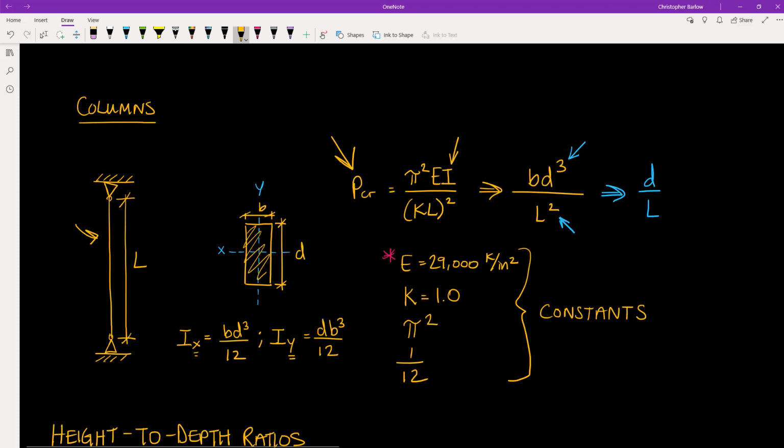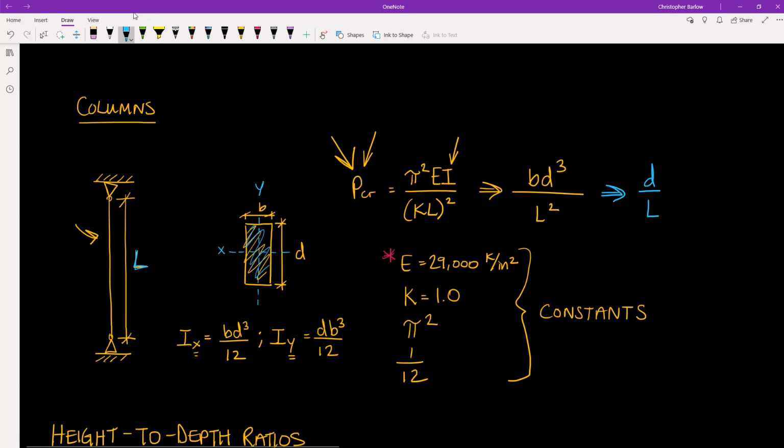But all in all, we can simplify what we're looking at with this buckling equation by removing all of the constants and only looking at the variables that we can control. And when we do that, we see that we have BD cubed over L squared. Those are the variables that we need to be concerned with when we are sizing our column. We need to choose an adequate size or cross-section of the member according to its length.